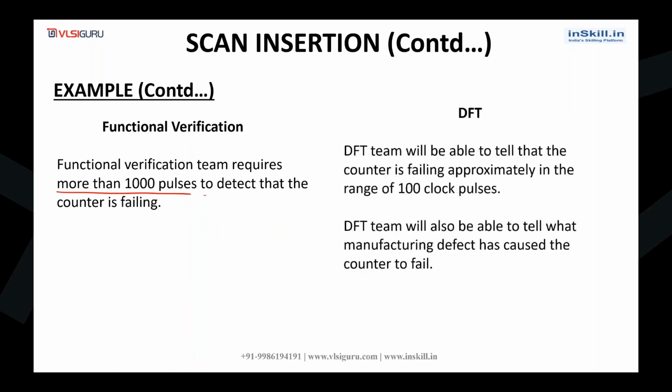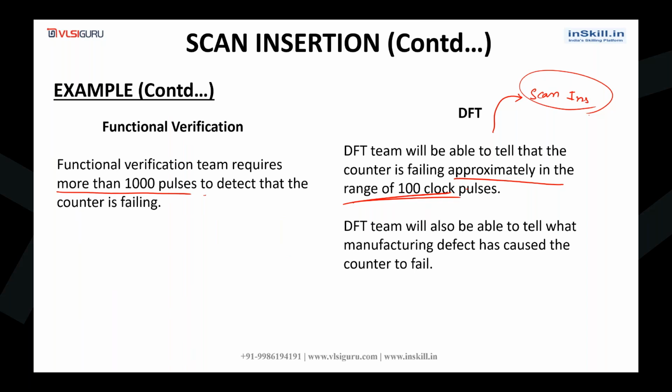Whereas the DFT team will be able to tell that the counter is failing approximately in the range of 100 clock pulses, like somewhere around 80, 90, 100, 120. So how are we able to tell in such a significantly smaller number of clock cycles compared to the functional verification team? It is because in DFT we go for scan insertion. That is why we are easily able to control and observe our circuit.